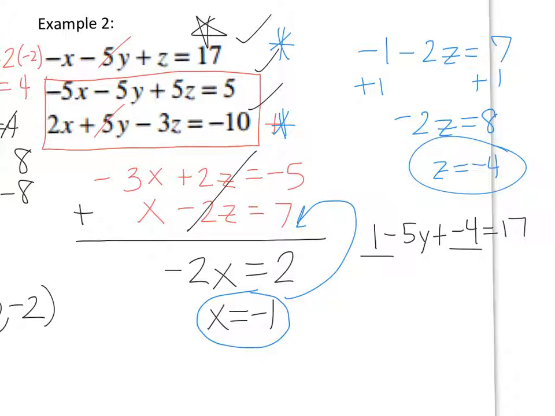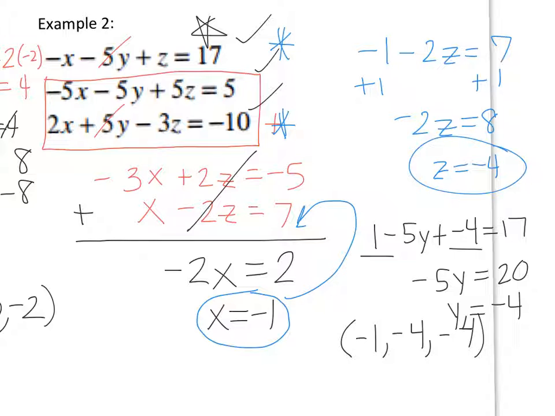So negative 3, add 3 to both sides, so it's 20, so negative 5y equals 20, y equals negative 4. So you want to write it as an ordered pair: the x first, then the y, then the z. And when you're doing these, especially on a quiz or a test, you want to make sure that you go back through and plug in x, y, and z into all three equations to make sure they fit. So these three planes intersect at a point, negative 1, negative 4, negative 4.